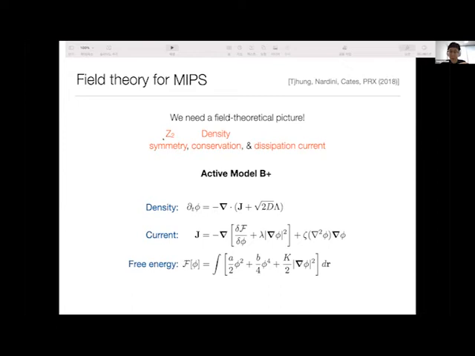Okay. Model B is for the case when the system has up-down symmetry of spin, or particle-hole symmetry, which is also called Z2 symmetry mathematically. When the system has a density conservation law and the rest, so when you have only these first two elements in the model, then you are going to have Model B.